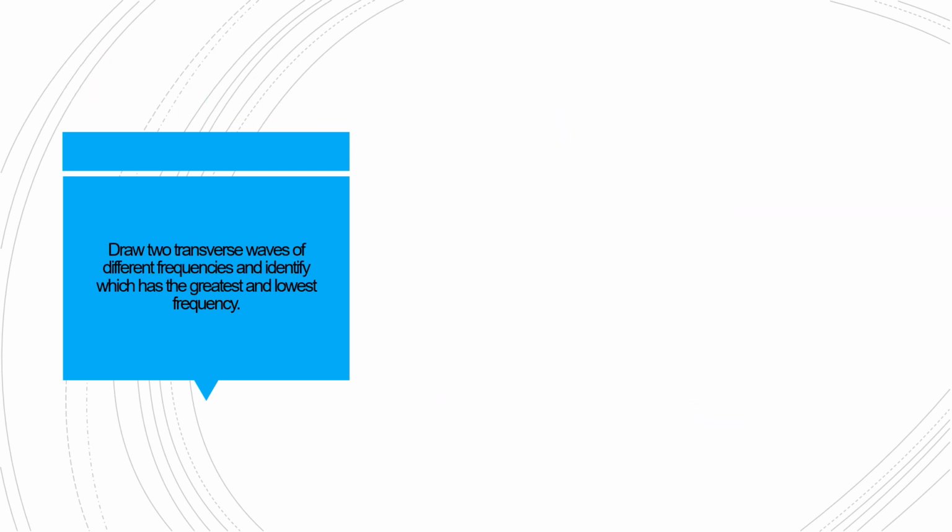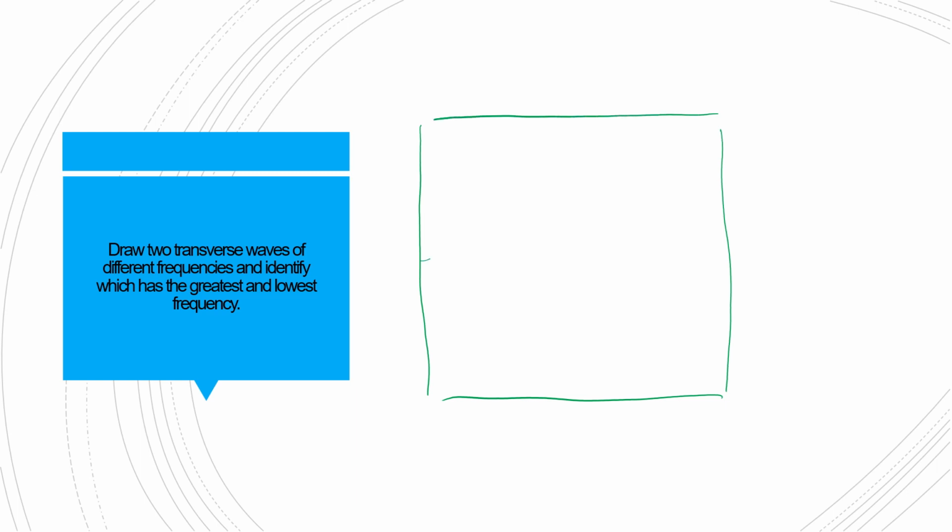All right, draw two transverse waves of different frequencies and identify which has the greatest and lowest frequency. So what I'm going to do is make a box to be my area of delineation here. There we go.